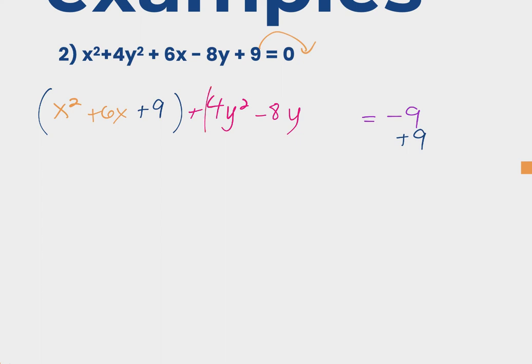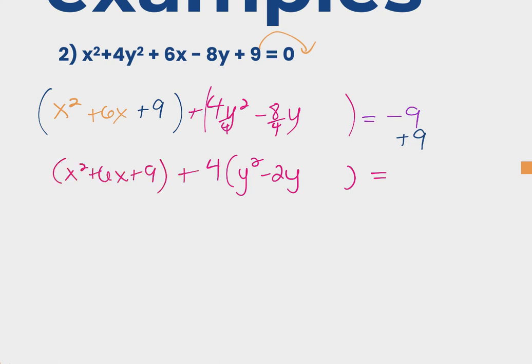When I go to the y, this time there's something on the front of the y, so I have to take it out. So this becomes 4, parentheses, y squared. It comes off of this and the 8, so that becomes negative 2y. So I have x squared plus 6x plus 9 plus 4, take out the parentheses, y squared minus 2y minus 9 plus 9. So already these cancel out.